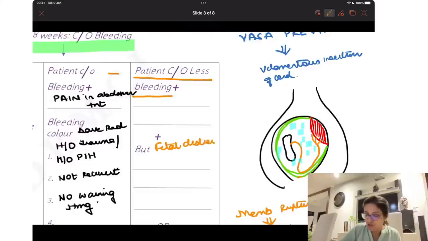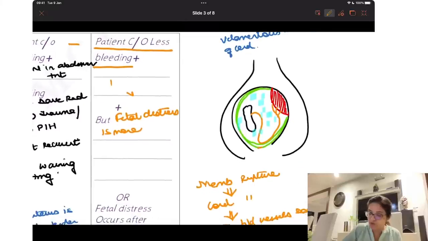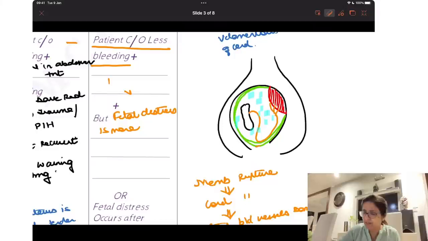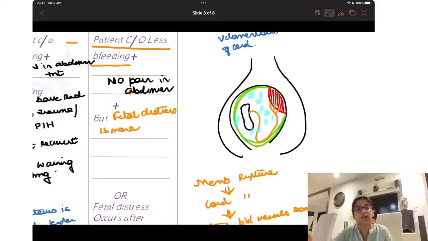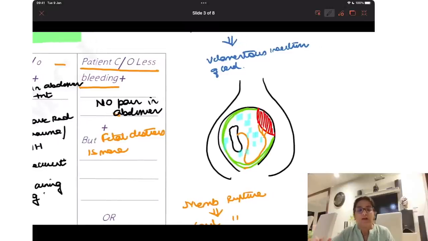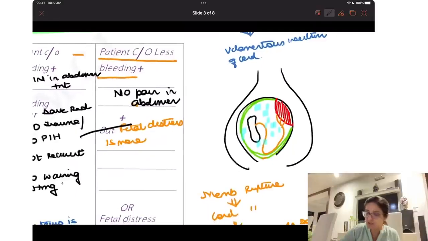Fetal distress is more. There is no pain in abdomen. Mother को कोई pain नहीं होगा, right? So there is less bleeding, there is no pain in abdomen. Because there is no pain in abdomen, that is why इसकी differential diagnosis क्या होती है? Placenta previa, right? तो patient को बहुत कम bleeding हुई and pain नहीं हुआ abdomen में, लेकिन इस less bleeding के comparison में जो fetal distress हुआ वो बहुत ज्यादा हुआ.